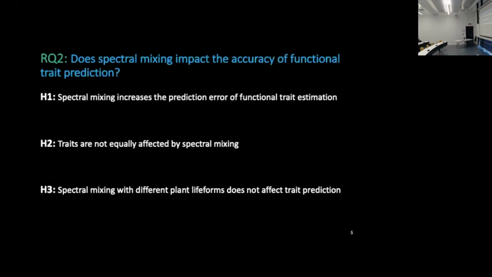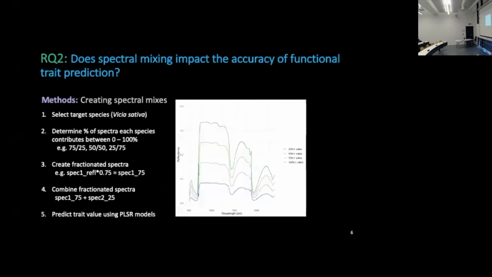So there are 3 hypotheses with this research question. The first, spectral mixing increases the prediction error of functional trait estimation. Essentially, if there's more than one species in a pixel, you're going to predict the wrong trait value. Hypothesis 2, traits are not equally affected by spectral mixing, so perhaps chlorophyll A is more affected than LMA. And hypothesis 3, spectral mixing with different plant life forms does not affect trait prediction. So we thought that it shouldn't matter if there's a herb, if there's a forb or a graminoid or a shrub, they should all be affected similarly, and explored if that was true.